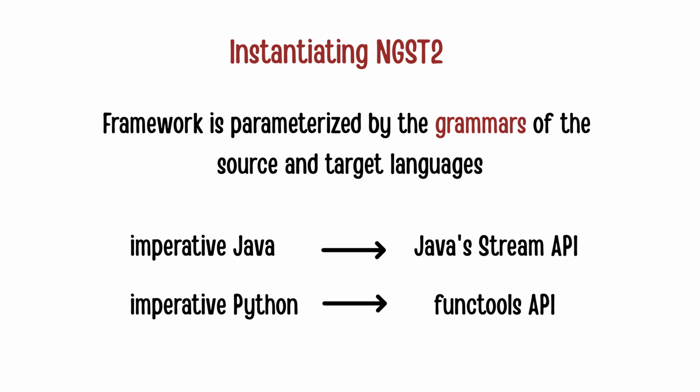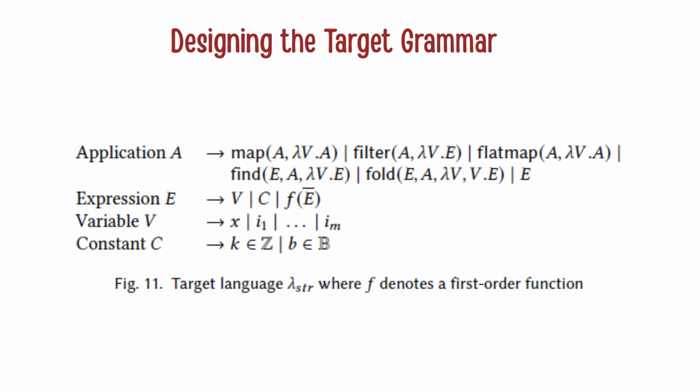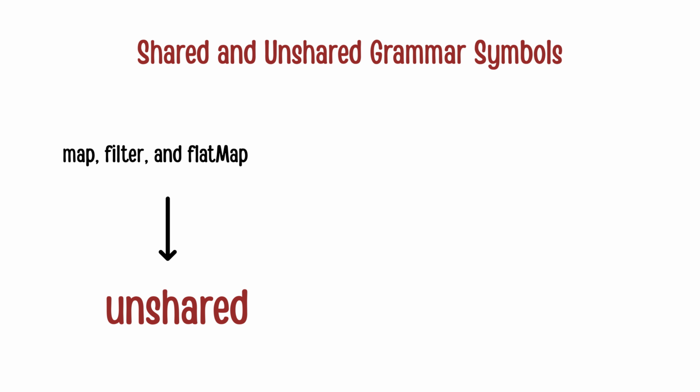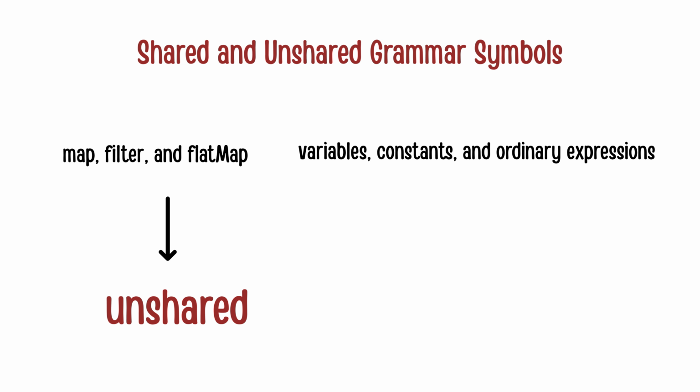The paper mainly explains the Java version, so let's briefly look at how it is configured. For Java, the authors define a small functional language that contains the higher-order operators supported by Java streams. These include familiar operations like map, filter, and fold, along with two additional operators, flatMap and find. To enable cognate grammars, the authors divide the grammar into shared and unshared components. The high-level functional operators, such as map, filter, and flatMap, are unique to the target language. These are unshared. On the other hand, variables, constants, and ordinary expressions are shared between the imperative and functional grammars.